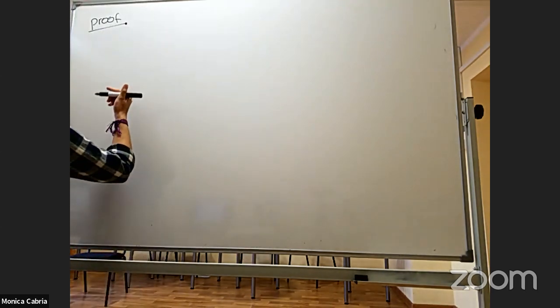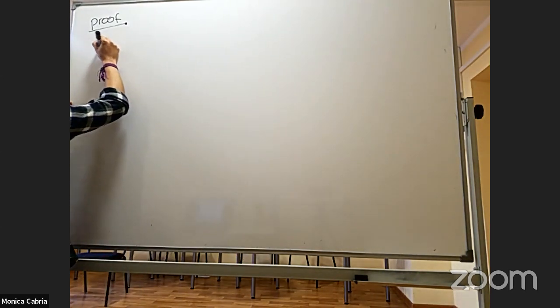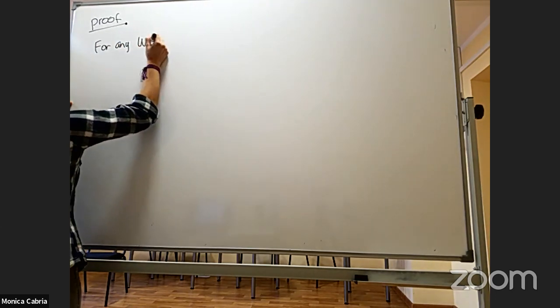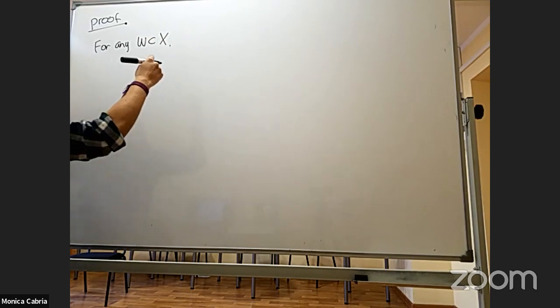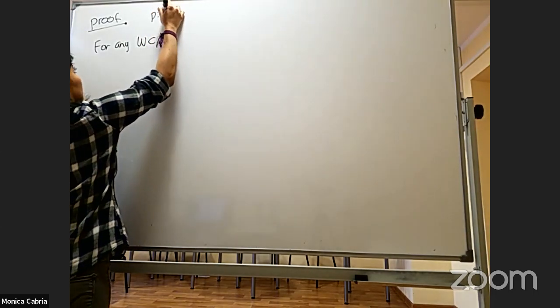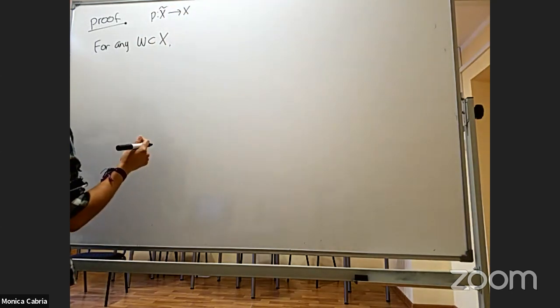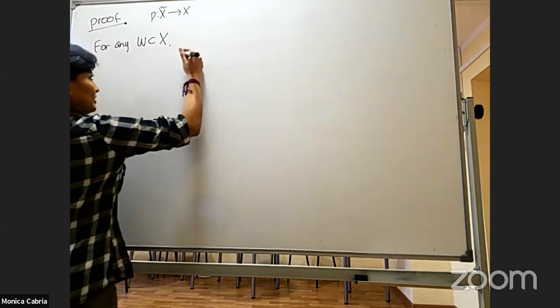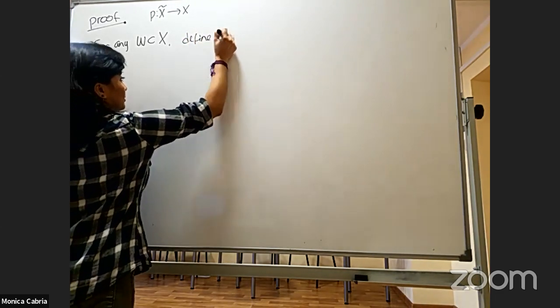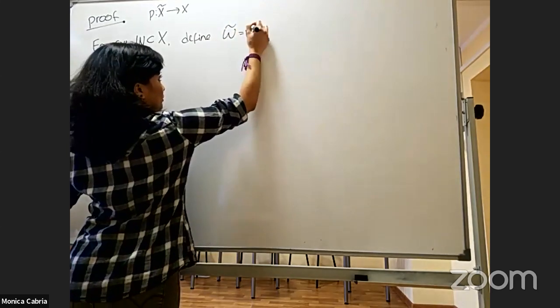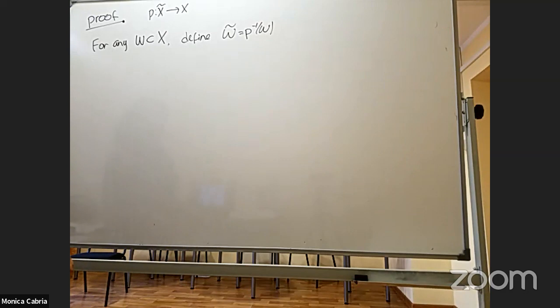Okay, so here we have, let us take any subset W of the complement of the link. Remember that we have this. So we can also define it. Let us define W tilde as the image of W. Right? Nothing strange now.